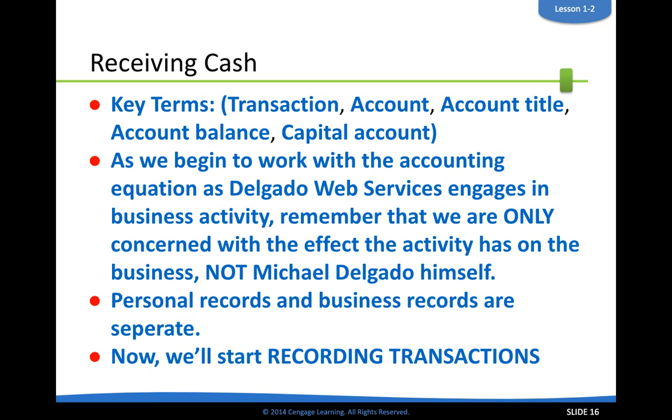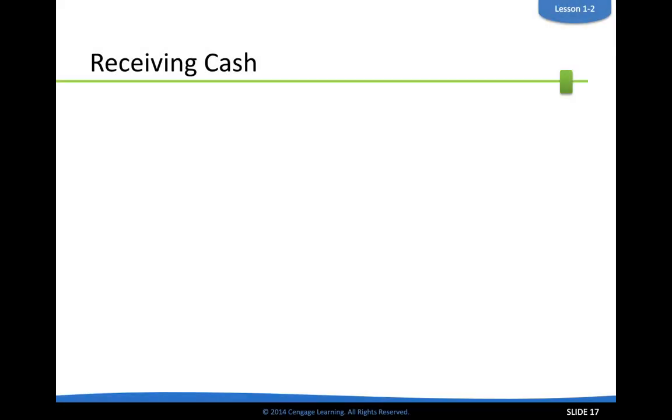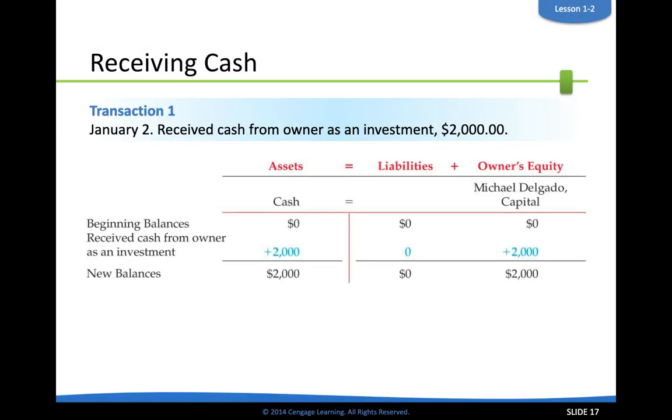And this is going to be important on this next one, when Michael Delgado invests some money into the company initially. And you say, how do we account for that? Separate out Michael Delgado as an individual from Michael Delgado's business, Delgado Web Services. So receiving cash, transaction number 1. We're following along in lesson 1-2, and we're going to start recording our first transactions.